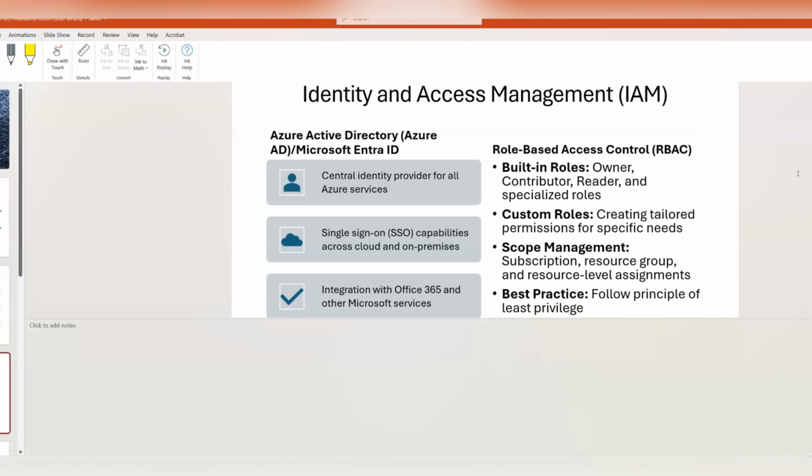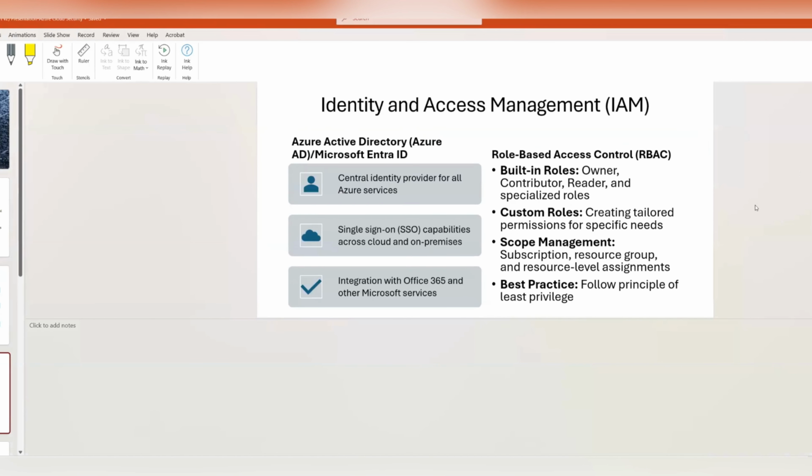All right, so identity and access management, otherwise known as IAM. Identity is a new perimeter in the cloud, and what you're doing is controlling who accesses what on the cloud. It's one of the most important defenses that we have.